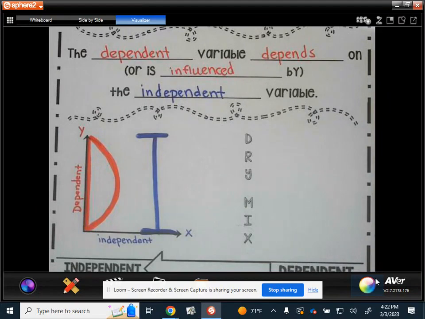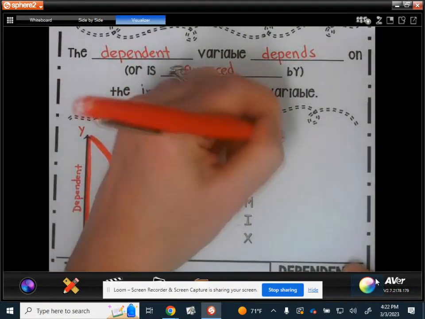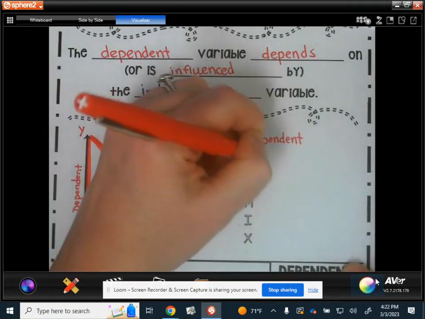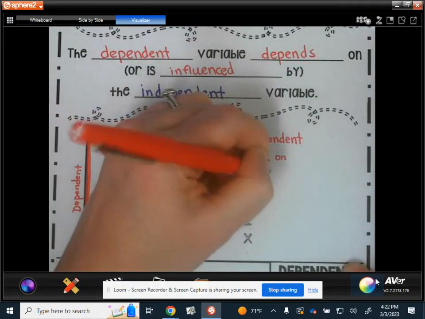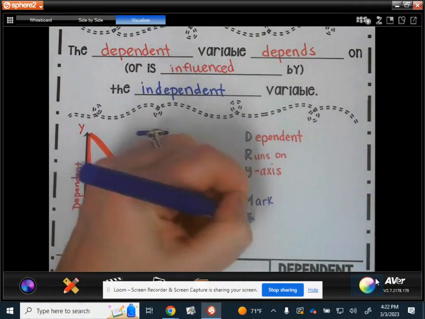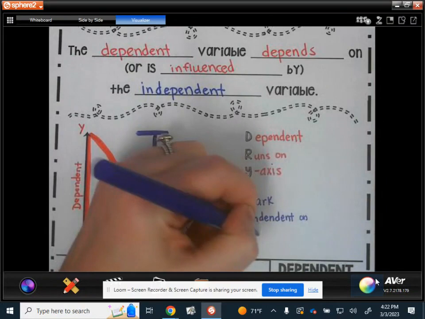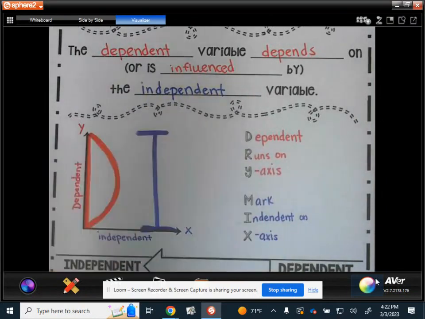Another way is there's this acronym, DRY MIX. Each letter stands for something, and so it stands for: dependent runs on y-axis, mark independent on x-axis. Dependent runs on y-axis, mark independent on x-axis. I prefer the D and the I because to me it's just easier to draw, but if DRY MIX helps you to remember, that also will work.